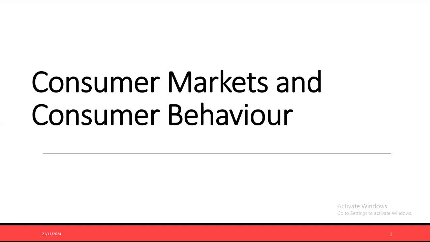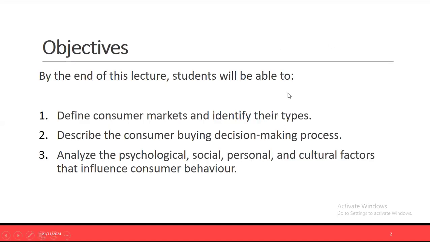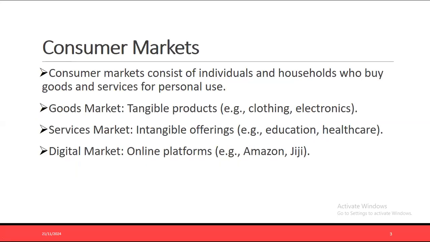Today, we want to look at consumer markets. We want to discuss consumer markets and consumer behavior. Our objectives are to define consumer markets and identify their types, describe the consumer buying decision-making process, and finally analyze the psychological, social, personal, and cultural factors that influence consumer behavior.